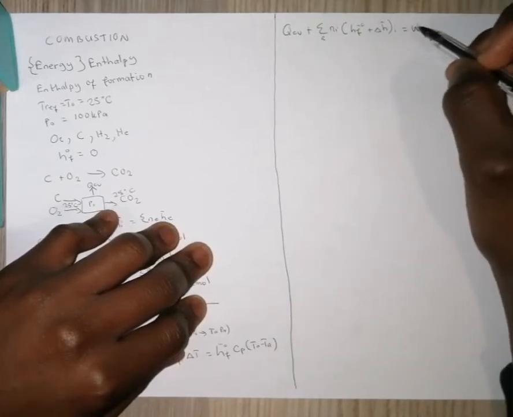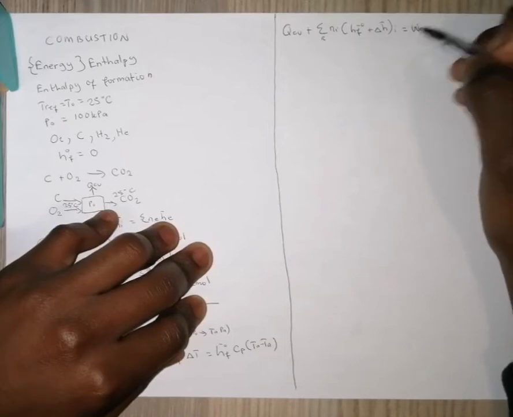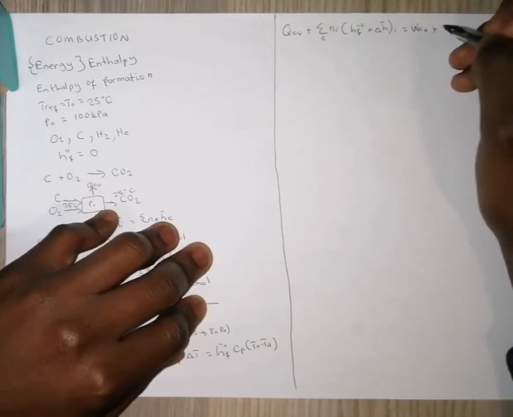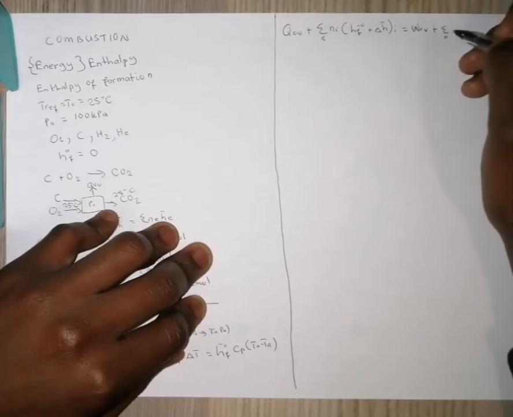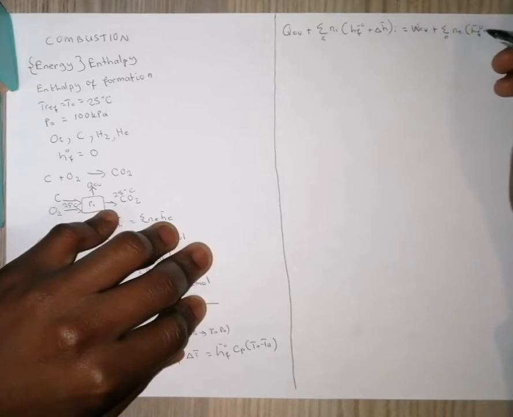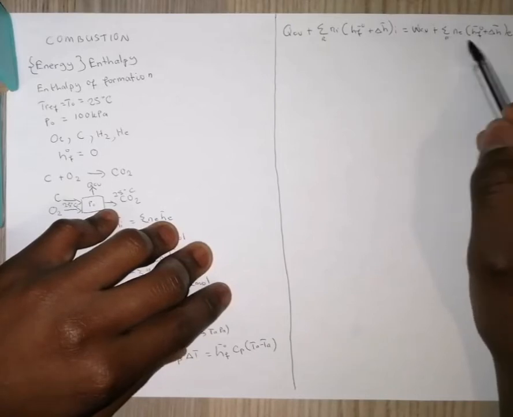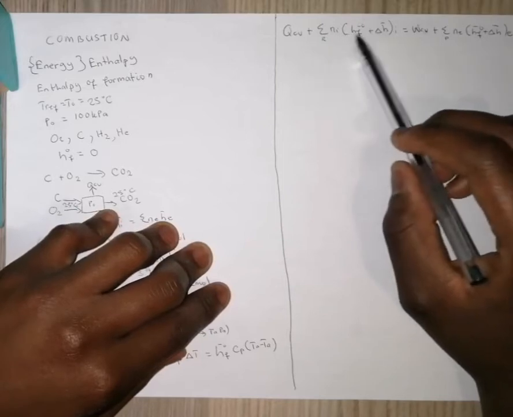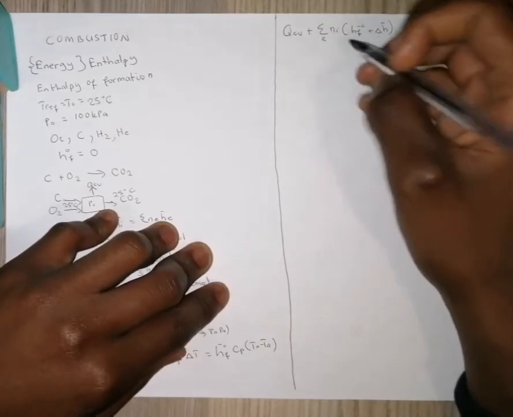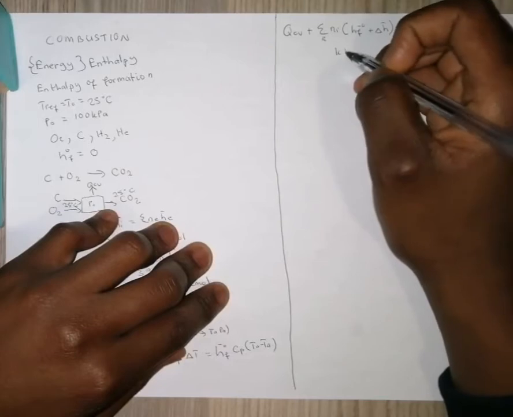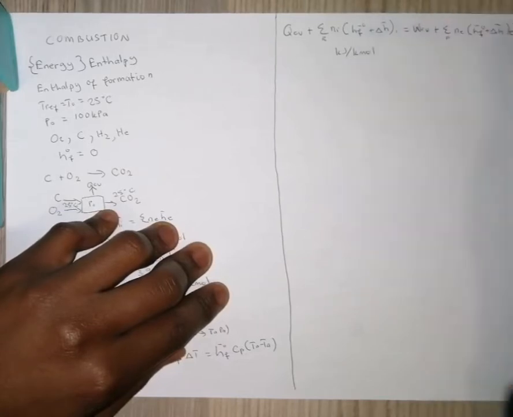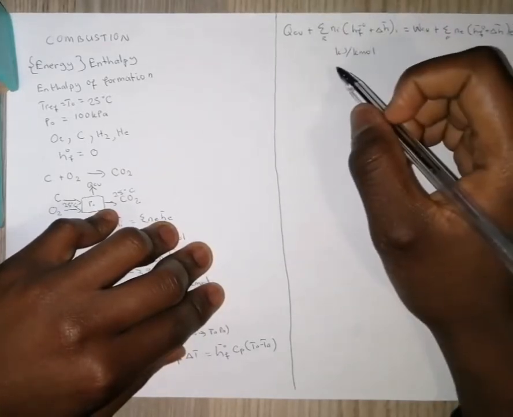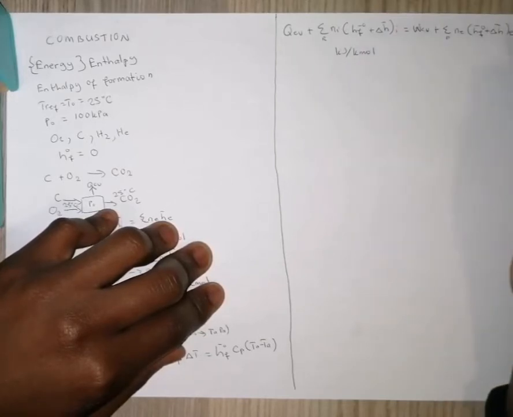If there is no work that is produced, please just cancel it out and leave it as 0, plus the summation of the products, plus change in HE. Please bear in mind that the reason why it's been multiplied by the moles is because the enthalpy of formation is usually given in kilojoules per kilo mole. Okay, so now we're going to look at an example.